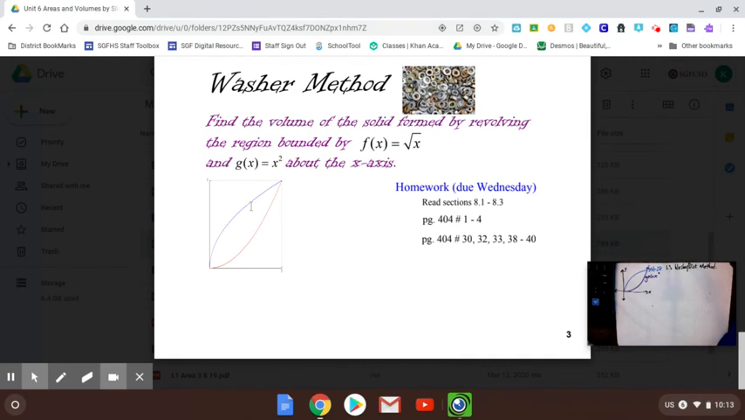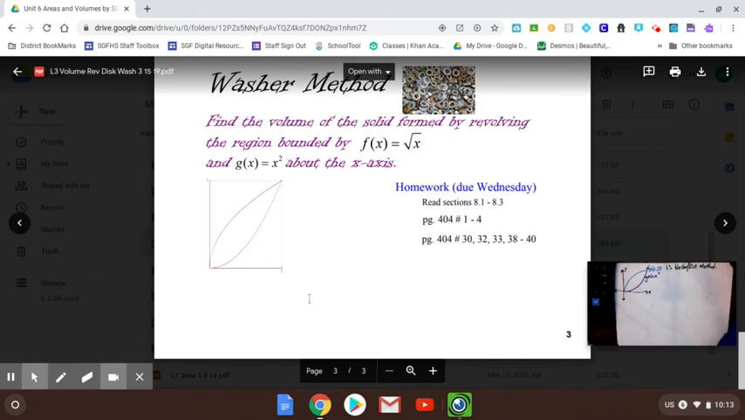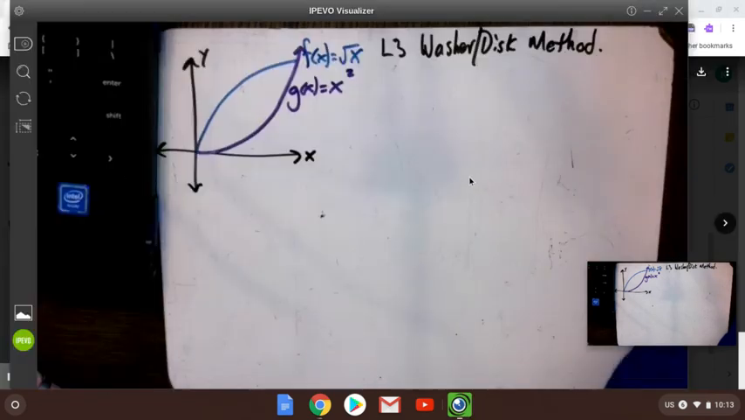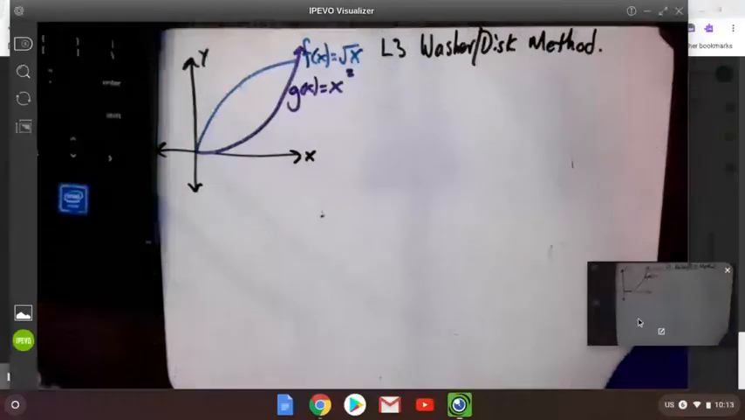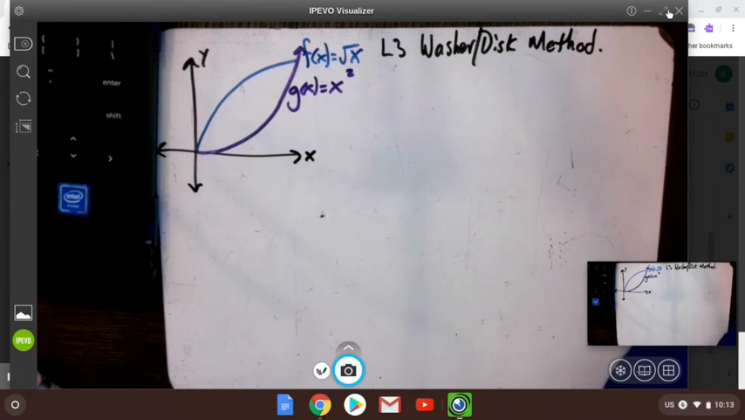So we're going to look at this, and I'm going to take this little feather-like region, and we're going to rotate it around the x-axis. So we'll almost get like an ornate vase. All right, there we go.